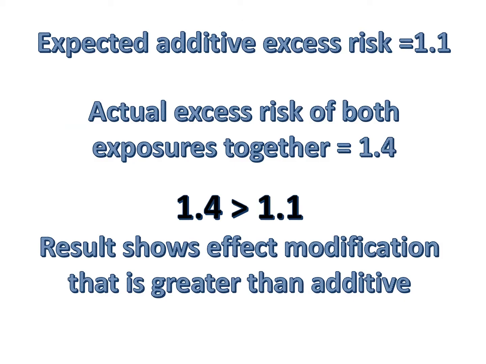So if you remember, the excess risk of both together is 1.4, but when you add the risk of the exposure, the smoking, plus the risk of the high-fat diet, it was 1.1. So when they occur together, the excess risk is 1.4, which is greater than 1.1. So what we have is an amplified risk. The effect modification shows an excess risk that is greater than additive, or amplified.